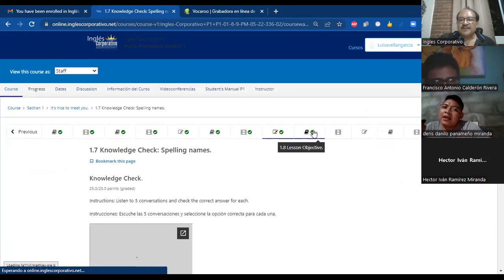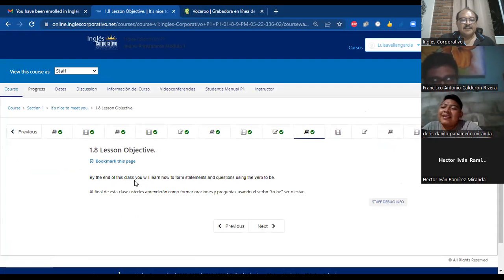Now the next one is, by the end of this class, you will learn how to form statements and questions using the verb to be. Okay, ahorita vamos subiendo un poquito más. Ahora vamos a ver oraciones y preguntas con el verbo to be.